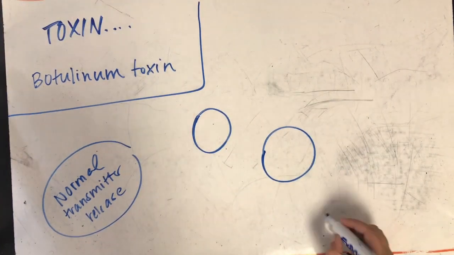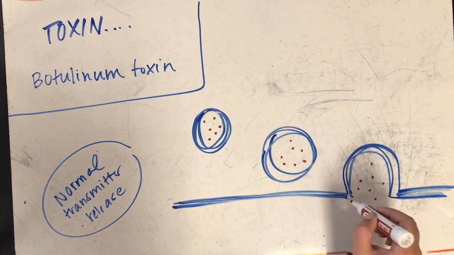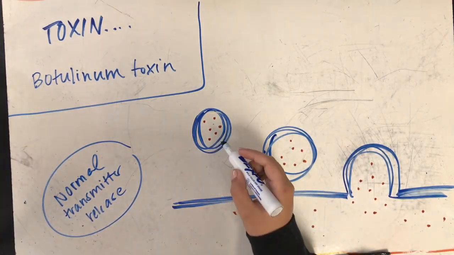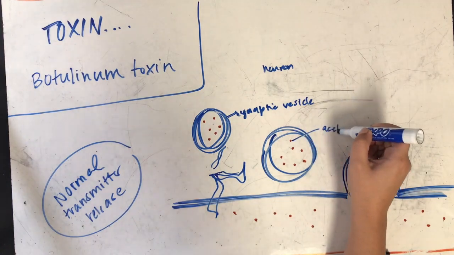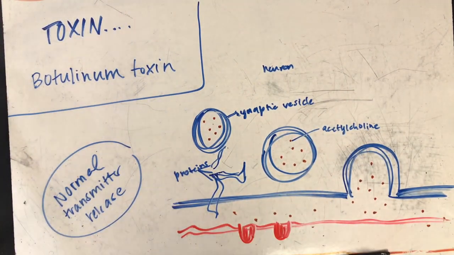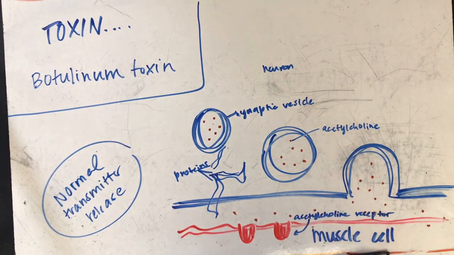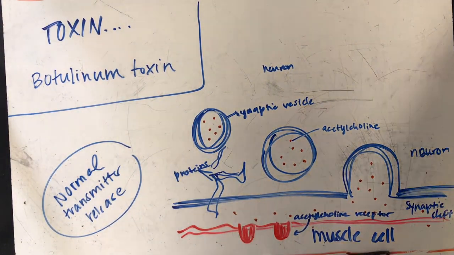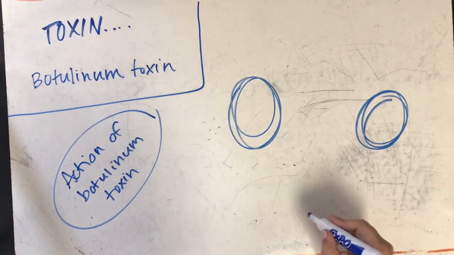First, let's illustrate the normal pathway for a neuromuscular junction. In normal transmitter release, the synaptic vesicles containing the neurotransmitter acetylcholine move down the motor neuron towards the synaptic cleft, where the acetylcholine transmitters are then released and bind to their receptors on the muscle cell. Proteins enable the functional transfer of the neurotransmitters. This leads to normal movement of muscles.